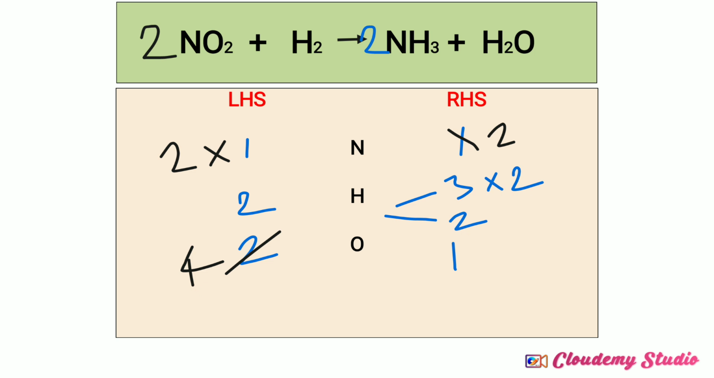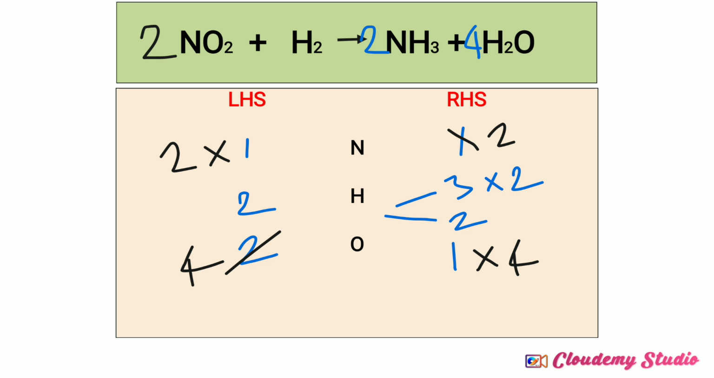This is multiplied by 4. Therefore, this 4 we need to write as a coefficient of this oxygen. So where is this oxygen? In water. So water has to be multiplied by 4 times. So the water we are multiplying by 4 times.